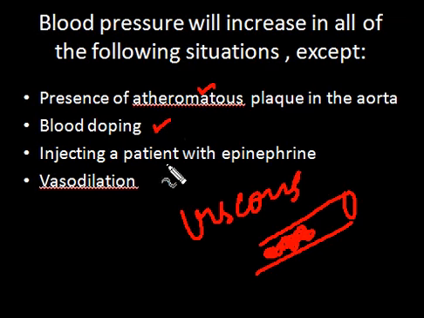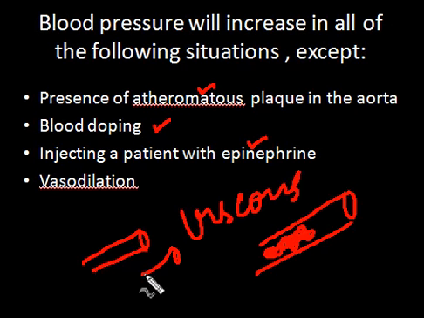Third one, injecting a patient with epinephrine. Epinephrine or adrenaline causes vasoconstriction, which means again, if this is the normal size of the blood vessel, now it becomes vasoconstricted, it becomes narrow. Whenever it becomes narrow, peripheral resistance increases and hence blood pressure will increase. So in all of these situations, blood pressure is going to increase.